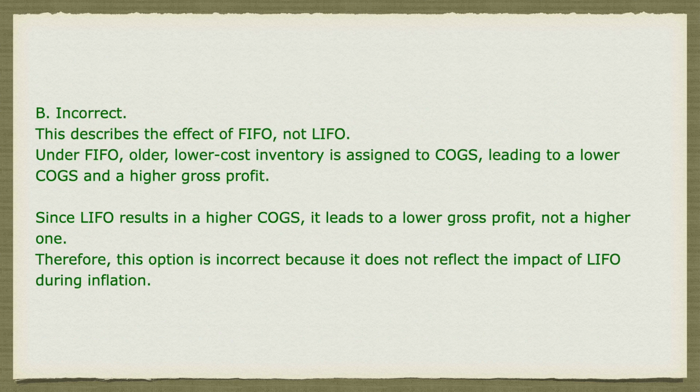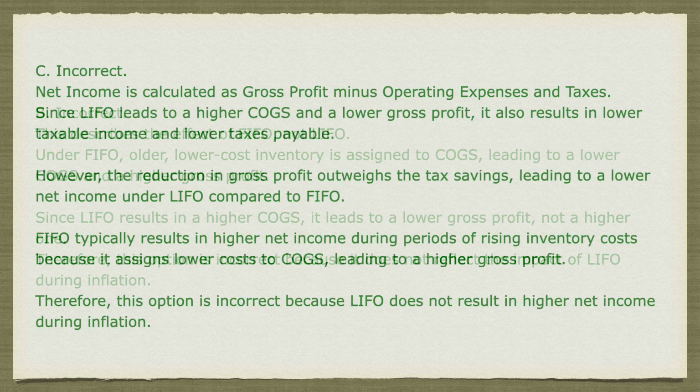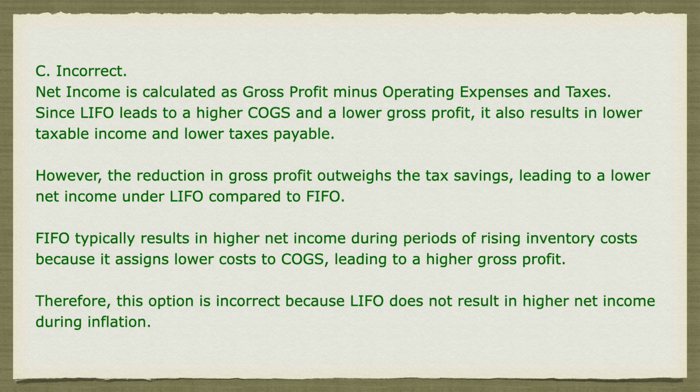B, incorrect. LIFO results in higher COGS and lower gross profit during inflation, contrary to the statement. C, incorrect. LIFO results in lower net income than FIFO during inflation due to higher COGS and lower gross profit, despite tax savings.